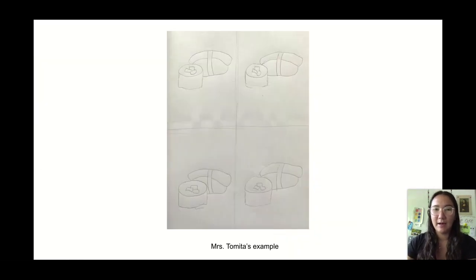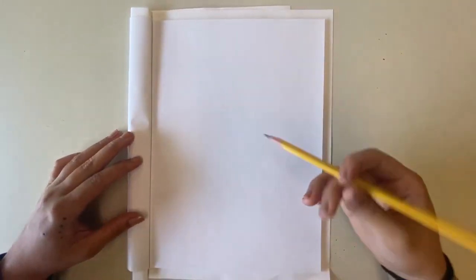And here is my example. As you can see, I chose a food. I chose sushi. And I showed repetition in my drawing as well. So here's me starting my repetitive food drawing. I'm working in my sketchbook and I'm just using a pencil to start with.